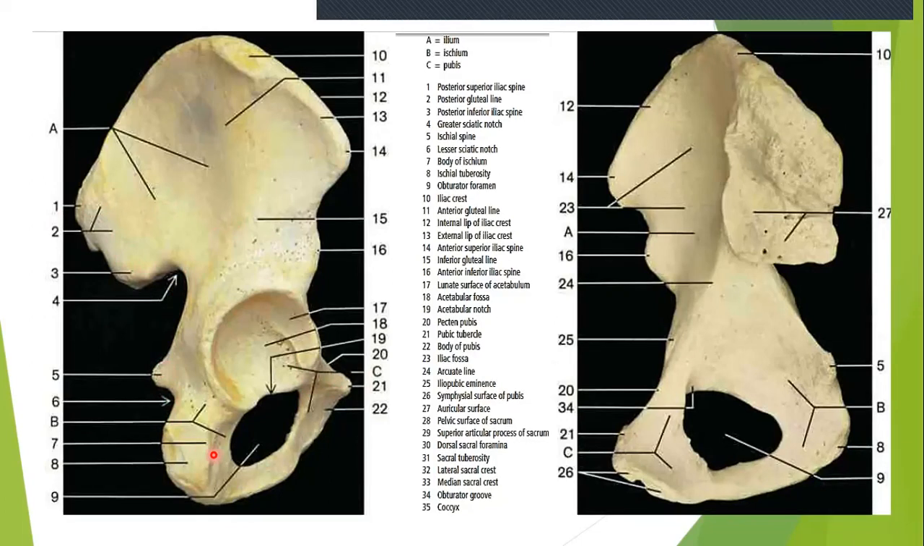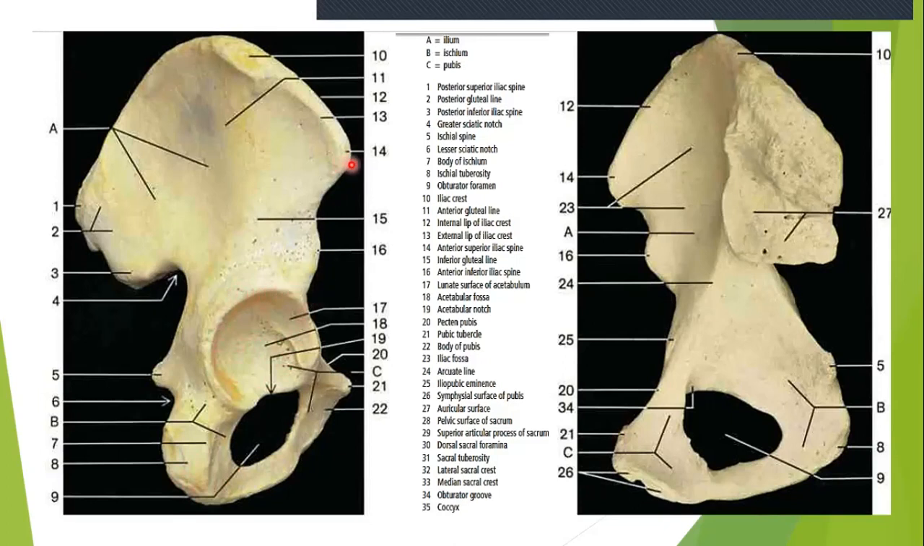Then here is the body of ischium. Here is the ischial tuberosity. This is the obturator foramen. This is the acetabular notch. Then the acetabular fossa, the deepest part. Then this is the lunate surface. Then, as I told you, the margin is known as the limbus of acetabulum.